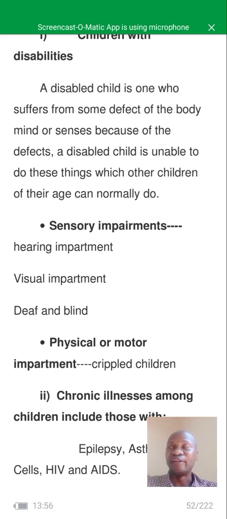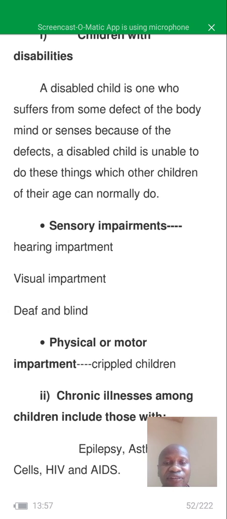So there is hearing impairment, where children cannot hear properly. Then you have visual impairment, where children cannot see properly. Then we have deaf and blind. So I think you know what a deaf and blind child is. Those are children who cannot hear, and who cannot do what? Who cannot see. Okay, so those fall in the category of what? Sensory impairment. You have seen that it has three: hearing impairment, visual impairment, and deaf and blind.